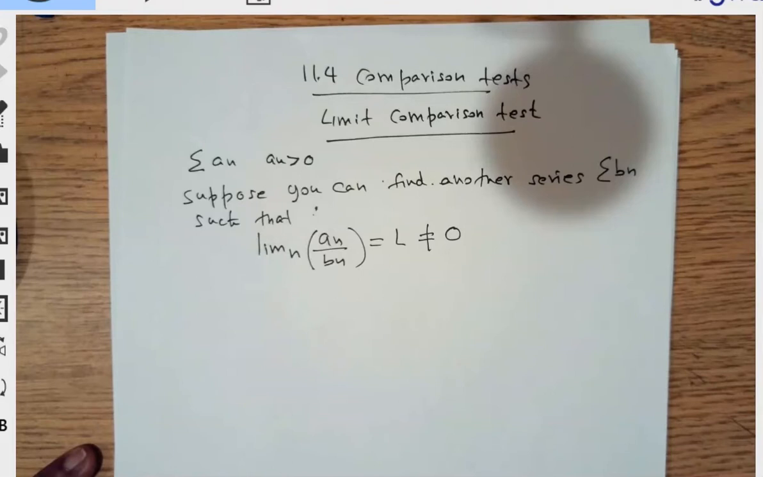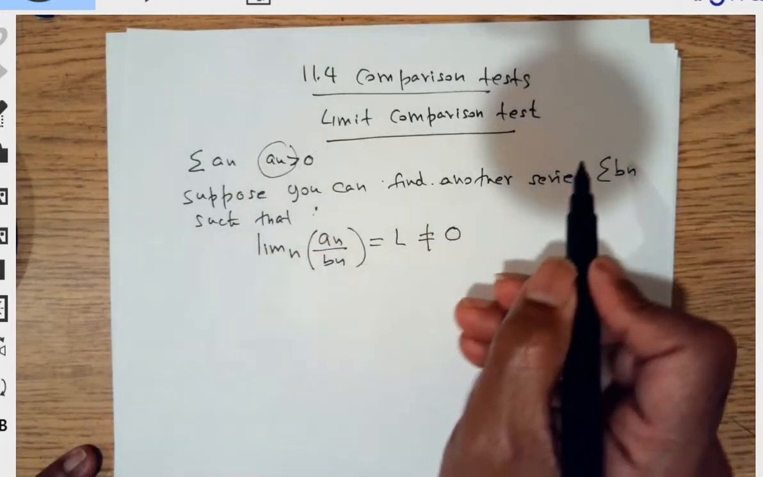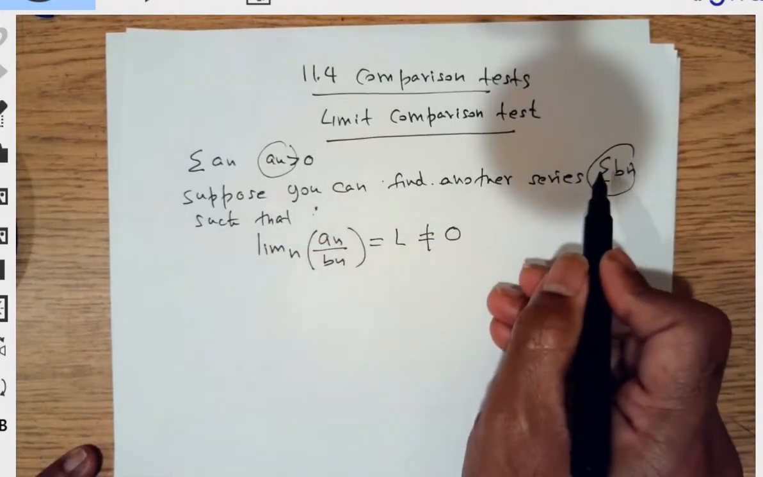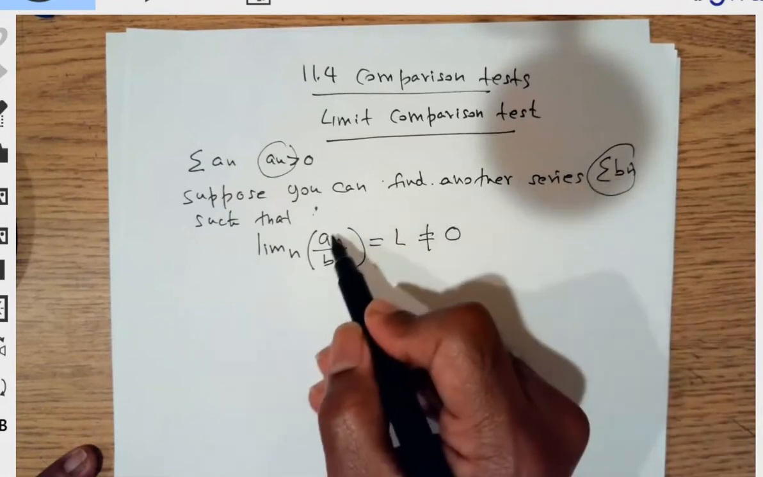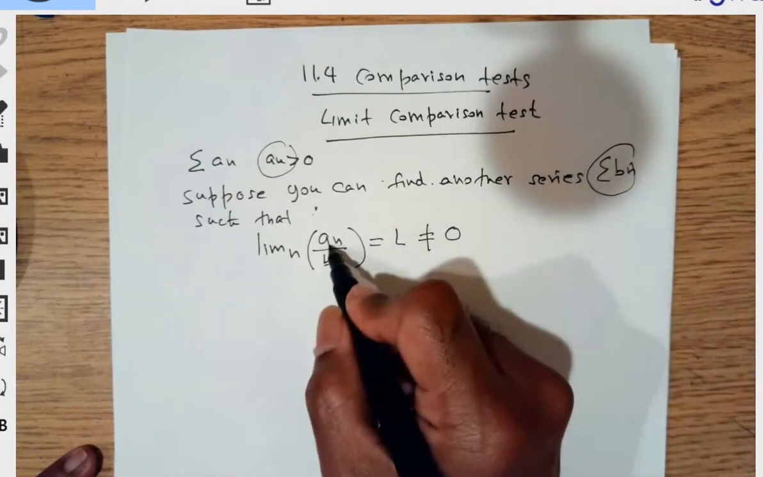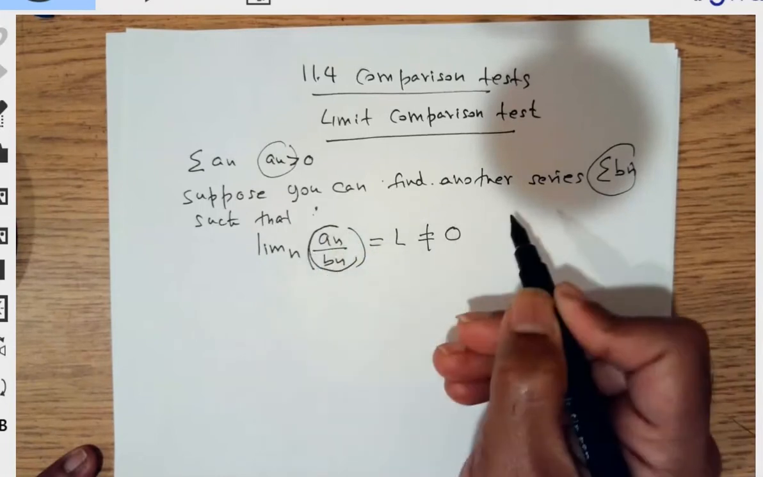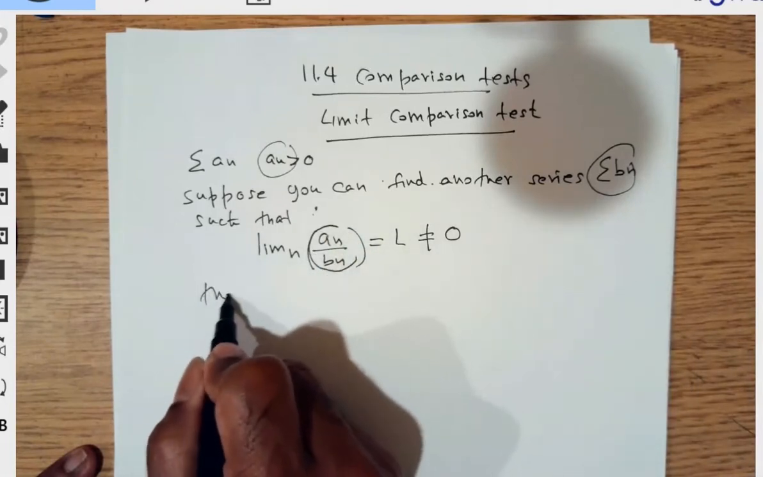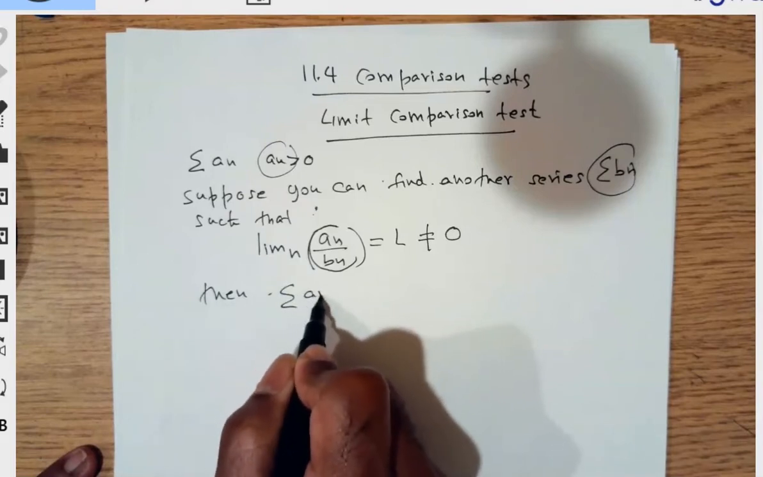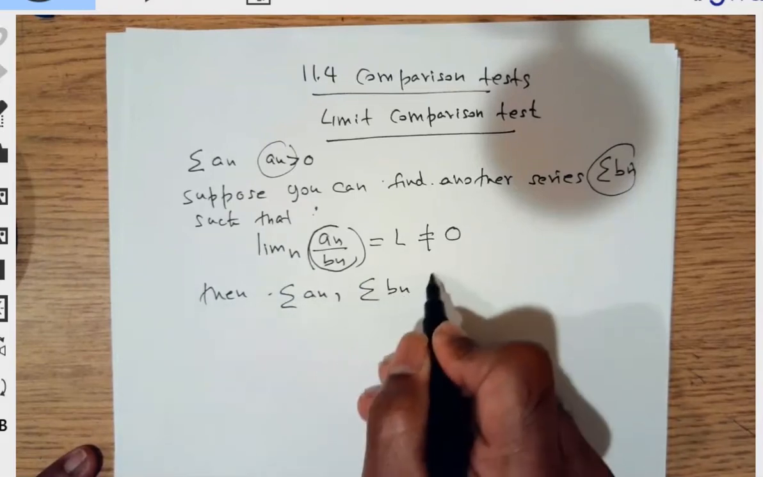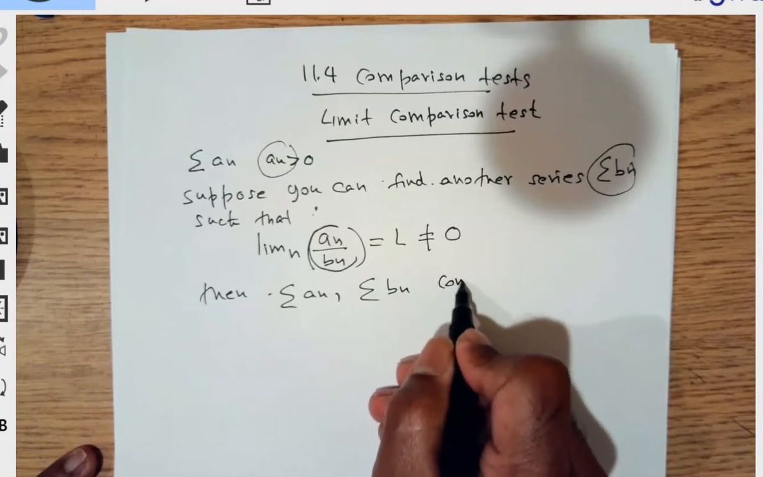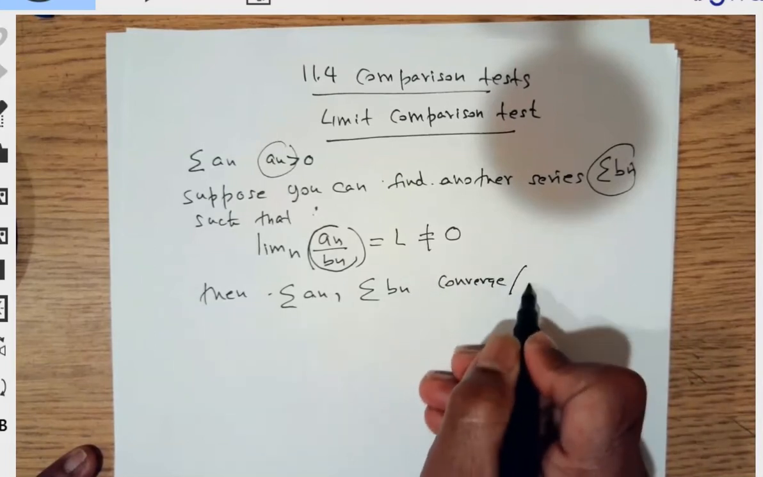There's another version of that when it is infinity and 0, but we will do that later. For the time being, suppose the limit of the quotient is L. This is your given series, and this is like your partner series. You can find a partner so that bn is also positive, and the limit of an over bn is equal to L. Then we say that sigma an and sigma bn converge or diverge together.